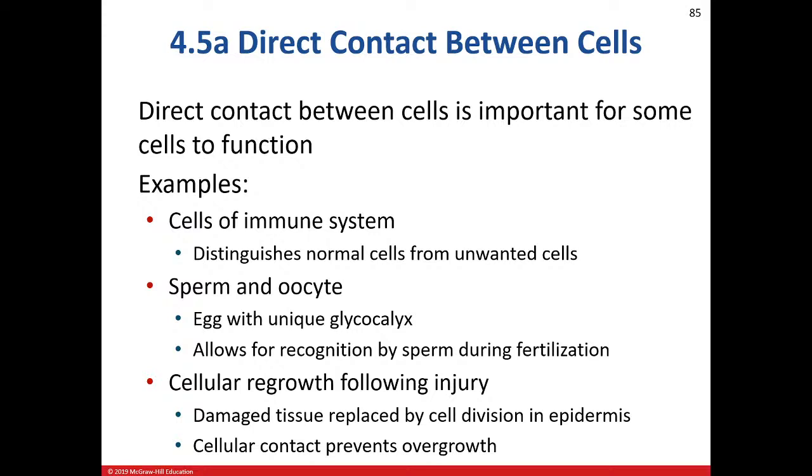And then cellular regrowth following injury. Damaged tissue can be replaced by cell division in the epidermis. And cellular contact prevents overgrowth. In other words, when the cells are touching each other, they know, like, oh, we should probably stop dividing. We filled in the gap.